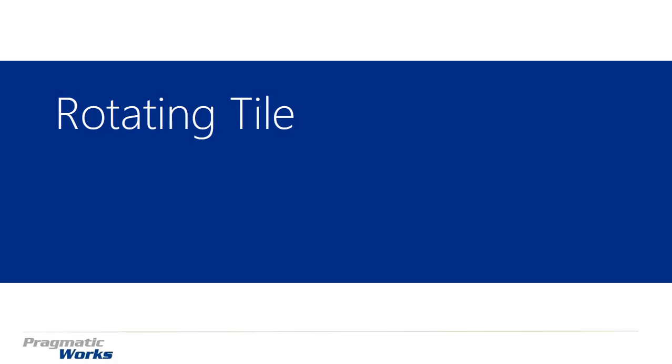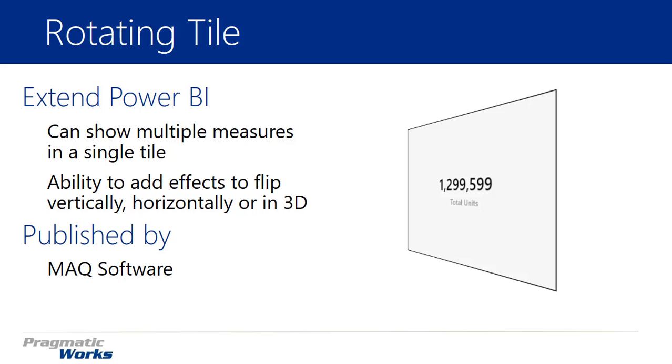Hi, welcome back to the Power BI Custom Visuals course, and in this module we'll be looking at the rotating tile. Now the rotating tile is kind of like a card. If you've played with cards inside of Power BI, they show a single metric that you have in your data set. But the big difference here with the rotating tile is you can actually rotate between multiple measures in a single view. So it's kind of like a card that can change the measure that it's showing.